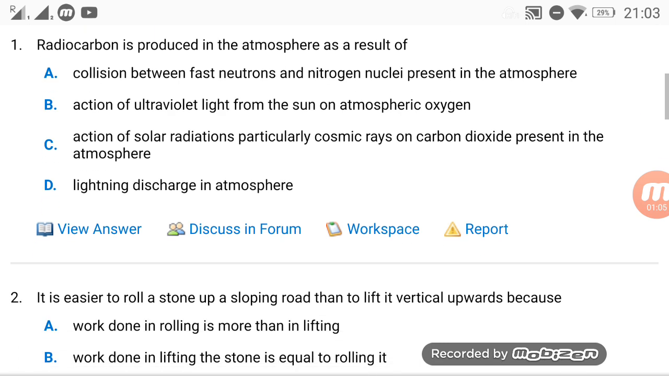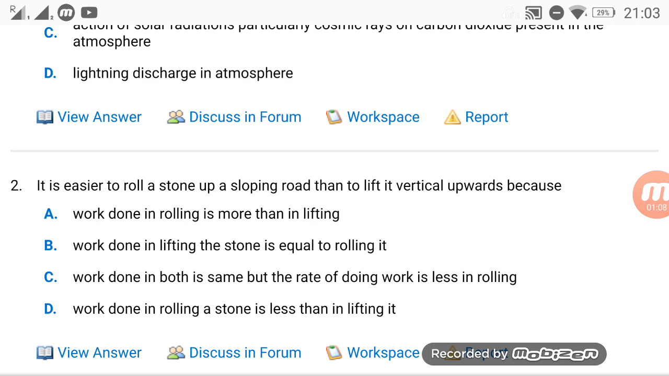Question number 2 is: it is easier to roll a stone up a sloping road than to lift it vertically upwards because... Option A is work done in rolling is more than in lifting. Option B is work done in lifting the stone is equal to rolling it. Option C is work done in both is the same but the rate of doing work is less in rolling, and D is work done in rolling a stone is less than in lifting it. So our answer here is option D. Work done in rolling a stone is less than lifting it.